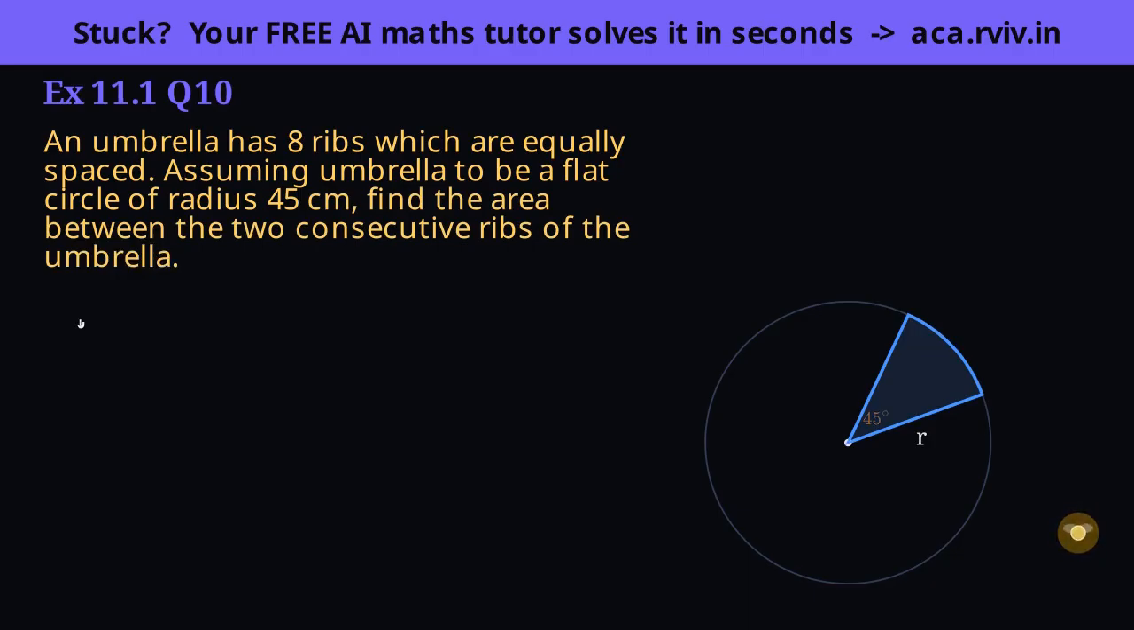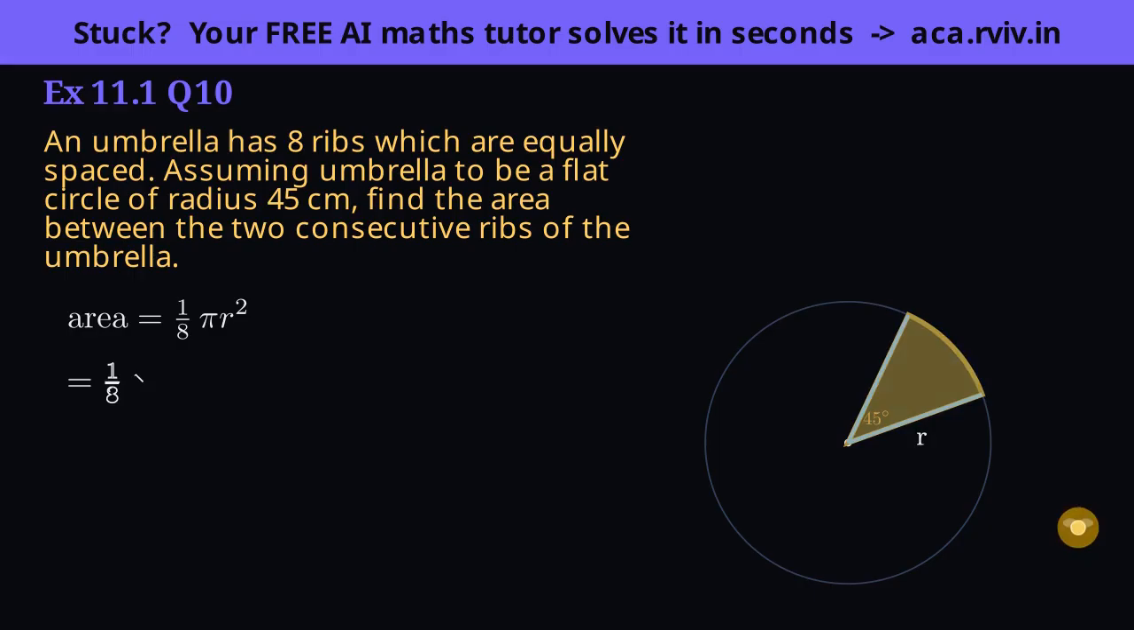Reason it out first. 8 ribs, equally spaced from the center, split the full circle into 8 equal sectors, and 360 divided by 8 is 45, which is the angle marked on our figure. The area between 2 neighboring ribs is therefore 1/8 of the whole circle. We can go straight to 1/8 of pi r squared, no angle fraction arithmetic needed.